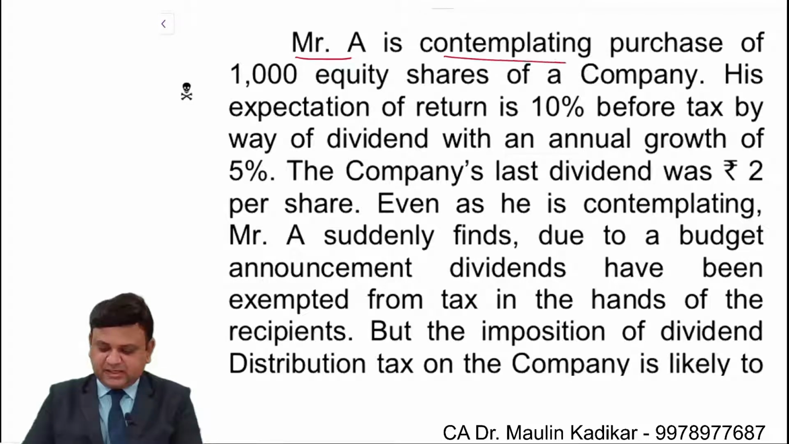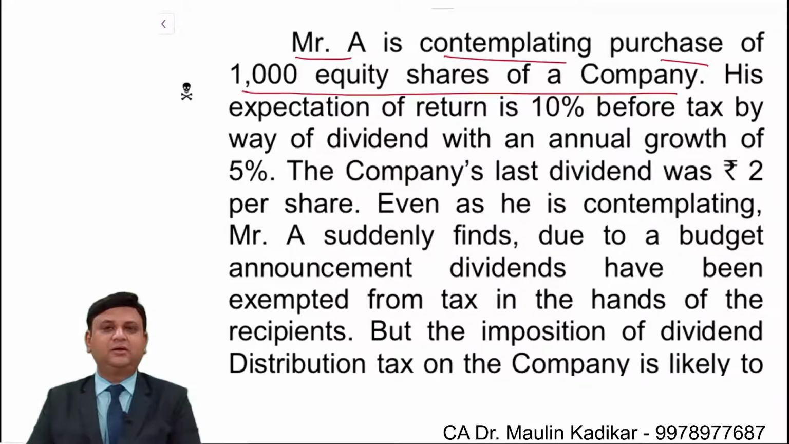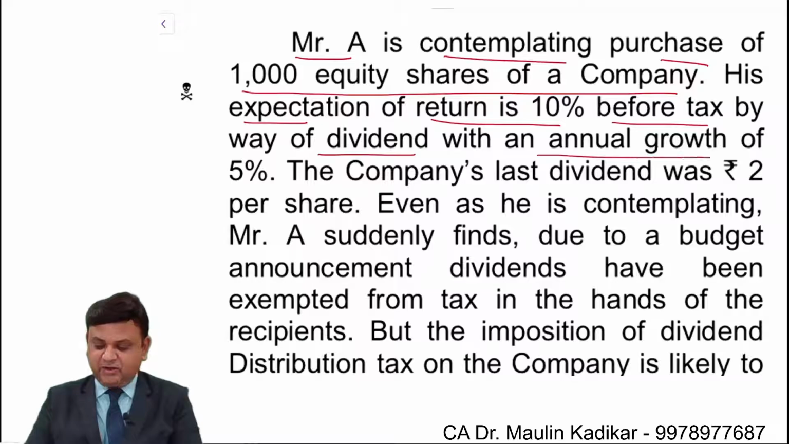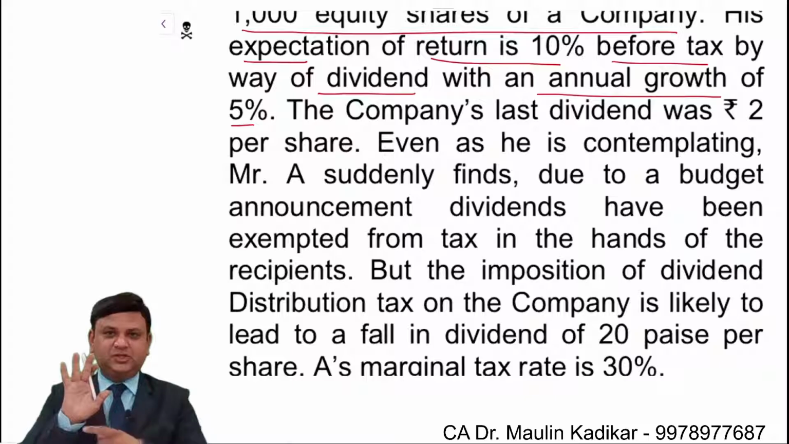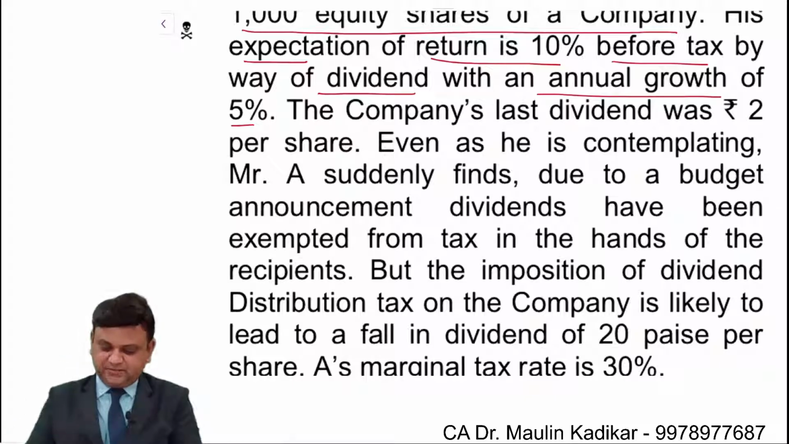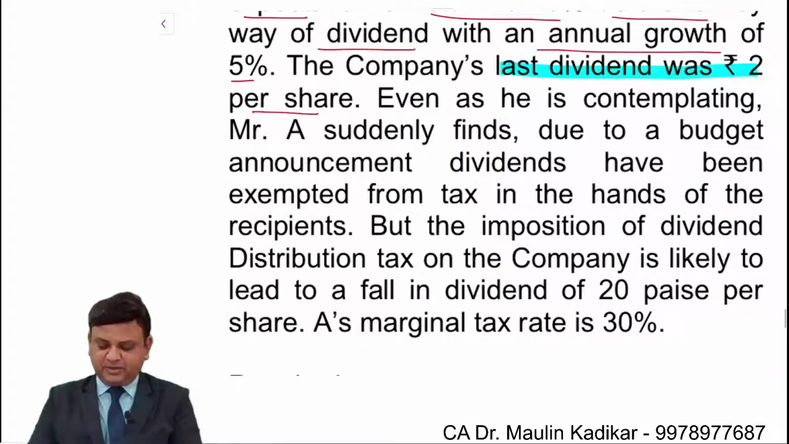Mr. A is contemplating the purchase of 1000 equity shares of a company. So information is given that an investor is considering buying 1000 equity shares. His expectation of the return is 10% before tax by way of dividend with an annual growth rate of 5%. So he is expecting a return of 10% and the growth rate is 5%. The company's last dividend was rupees 2. So D0 is given as rupees 2 per share.